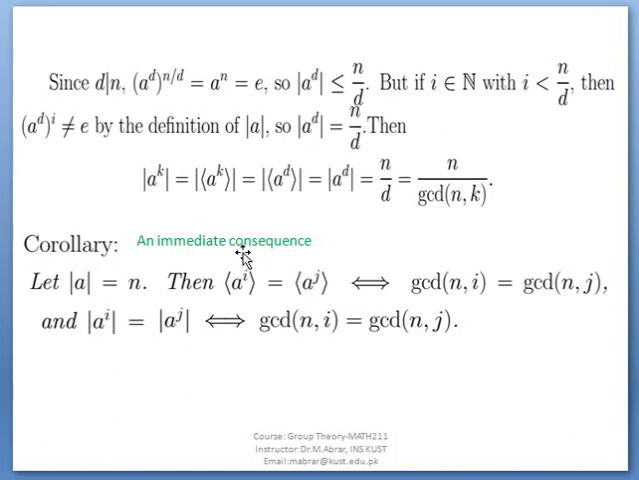There is an immediate consequence of this theorem: if the order is n, then the cyclic group generated by A^i and the cyclic group generated by A^j are the same if and only if the greatest common divisors of n and i, and n and j, are the same. Similarly, if these greatest common divisors of n with i and j are the same, then the order of A^i and the order of A^j are also the same. That's quite simple.